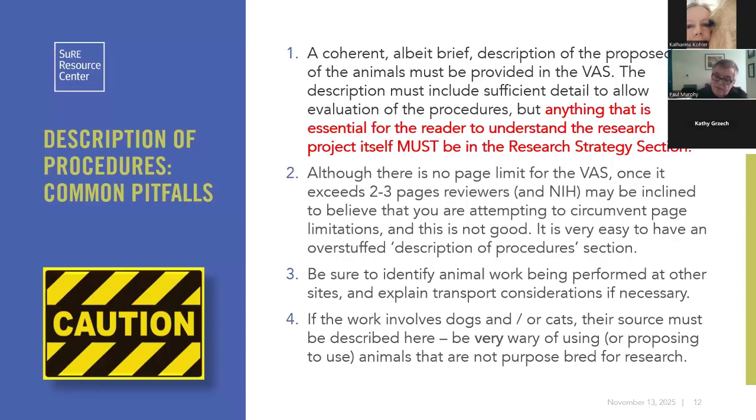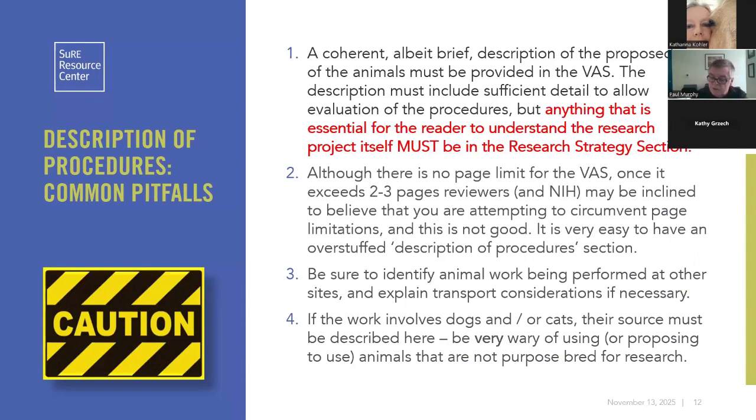Now, once you get to a very long vertebrate animal section, you start to get reviewers being suspicious that you're trying to get around page limits. So don't have that happen to you. Have a good reason for what you are putting into that section versus the research strategy section. And be cognizant of the fact that if you're going really long, it may raise some questions.